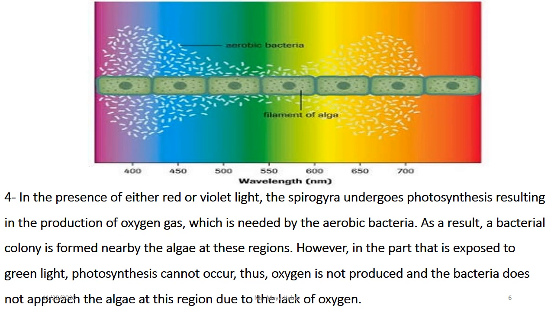In this experiment, in the presence of either red or violet light, the Spirogyra undergoes photosynthesis, resulting in the production of oxygen gas, which is needed by the aerobic bacteria. As a result, a bacterial colony is formed nearby the algae at these regions. However, in the part that is exposed to green light, photosynthesis cannot occur, thus, oxygen is not produced and the bacteria do not approach the algae at this region due to the lack of oxygen.